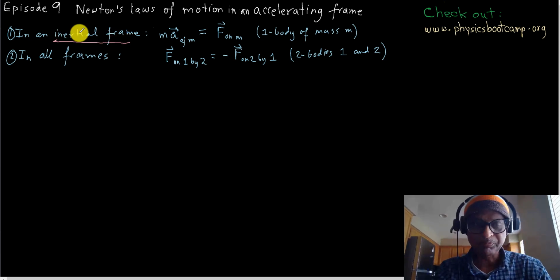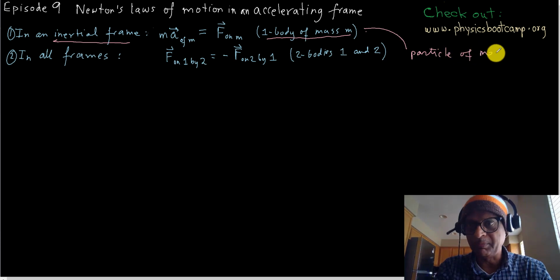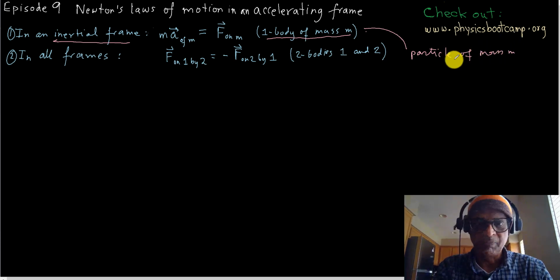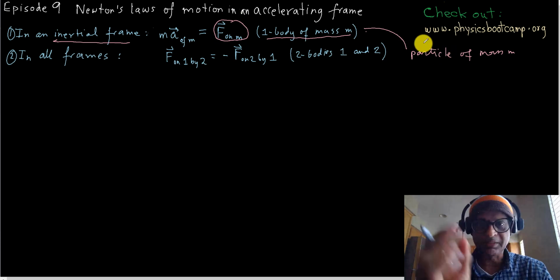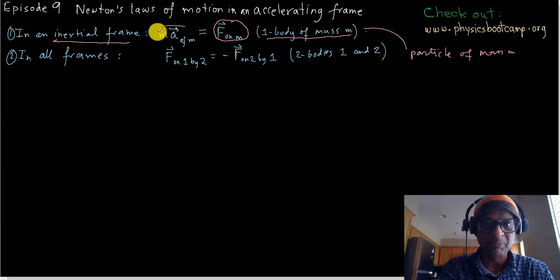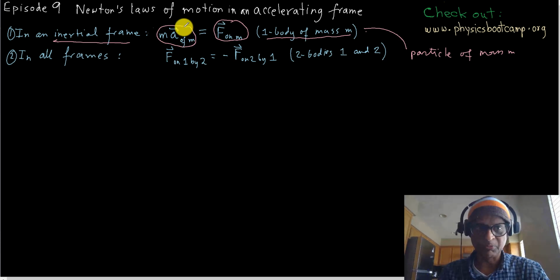In that frame, Newton's law of motion says that for one body, just one object of mass m, we can think of this as a particle of mass m. On one side you're going to have the force on that particle from everything else, and the other side is going to be mass times acceleration of that particle. So this is Newton's second law of motion.